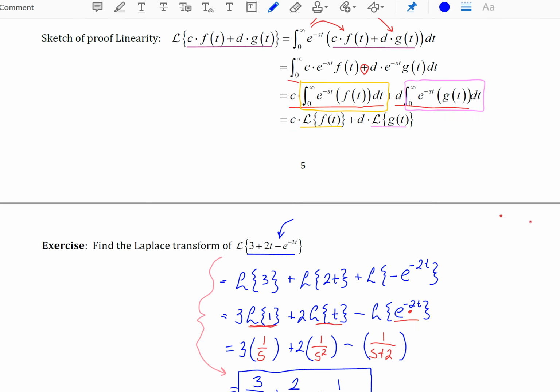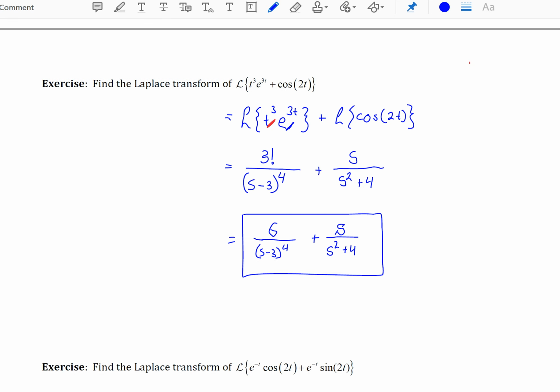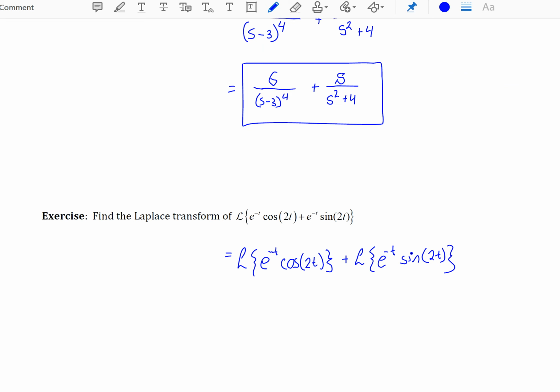So if we apply that, then we'll have s plus 1 over s plus 1 squared plus the square of b gives you 4, and the Laplace of e to the negative t sine of 2t is going to be 2 over s plus 1 squared plus 4. And this is your Laplace transform.